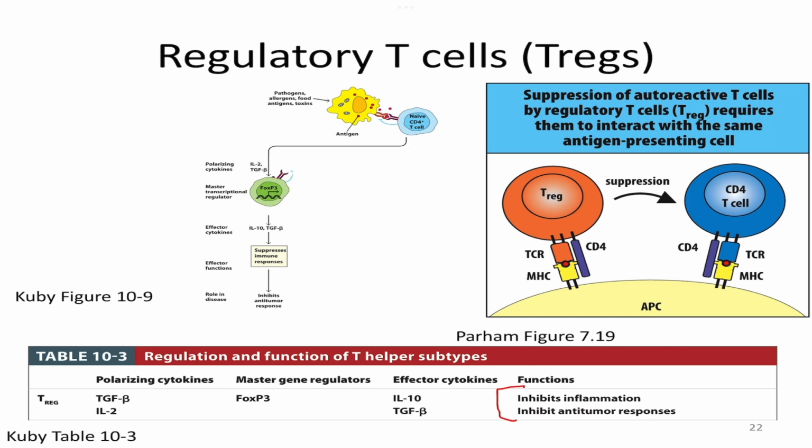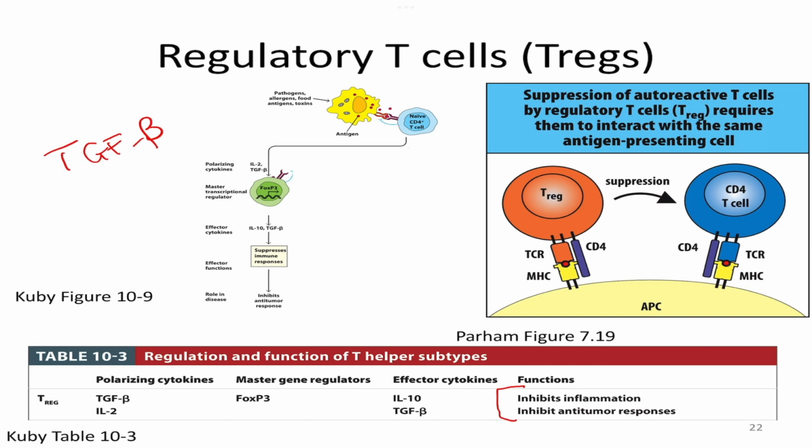Tregs are generated in this way when our naive T cell, our Th0 cell, receives a cytokine. And in this case, this cytokine is just TGF beta. Remember that in the case of IL-17, our cell was receiving TGF beta plus an inflammatory cytokine like IL-6 or IL-23. When the cell receives just TGF beta, that's a sign to shut things down and turn things down. There isn't that inflammation coming along as well.